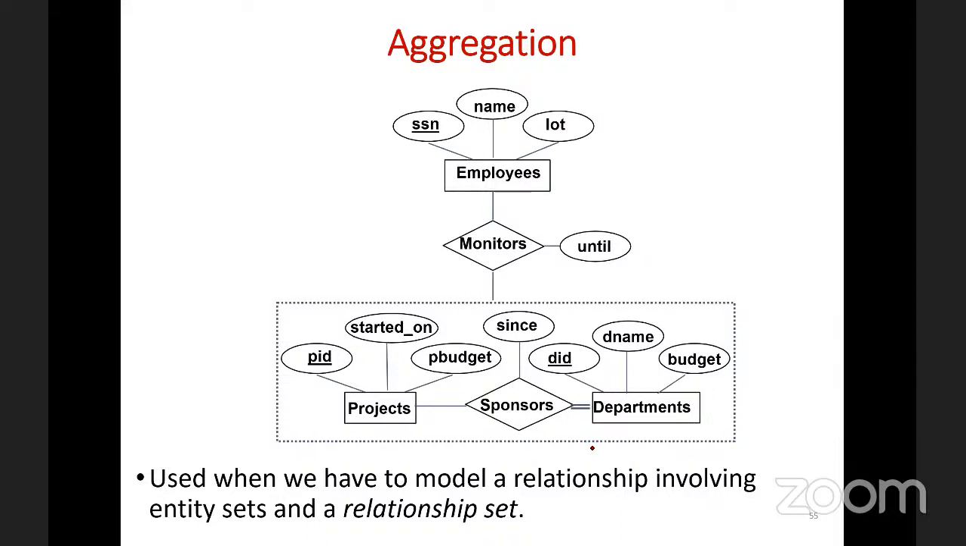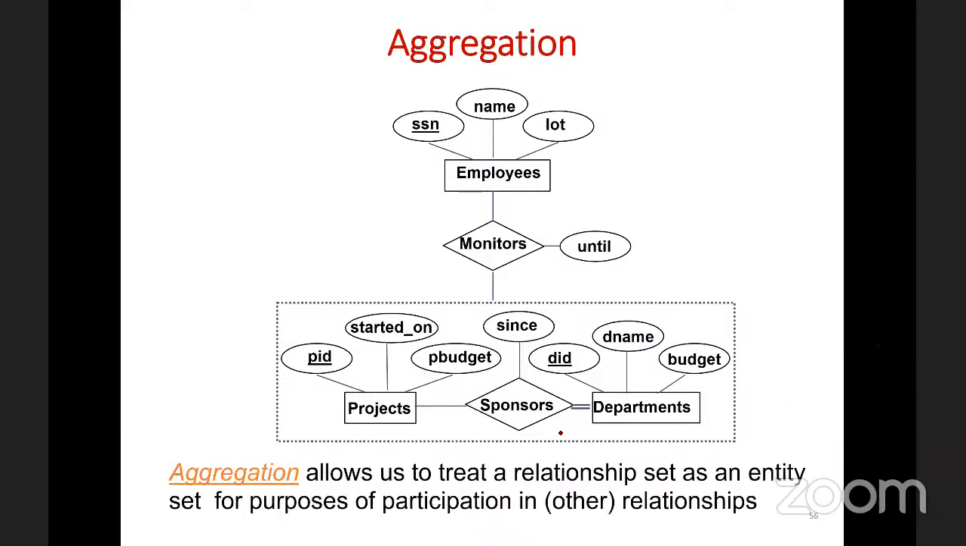Now aggregation. Sometimes we need to model a relationship which involves entity sets and a relationship set. So here you can see that this is the entity set, and this is your relationship, right? Aggregation actually allows us to treat this relationship set as an entity. Remember I told you that this ER model can be converted into a relational model. When we convert it, corresponding to every entity, we create a table. We create a relation for every entity, right?